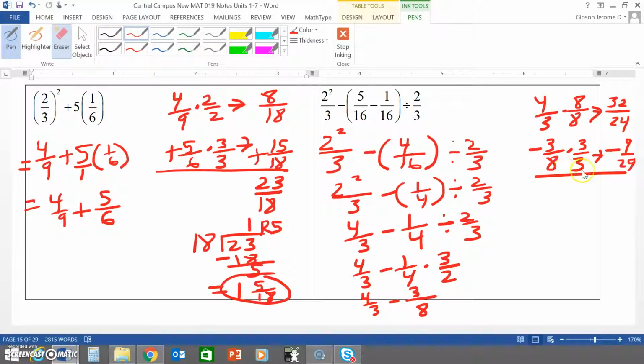Now, when we subtract this, we end up with 32 minus 9, which is 23 over 24. So that is your final answer.